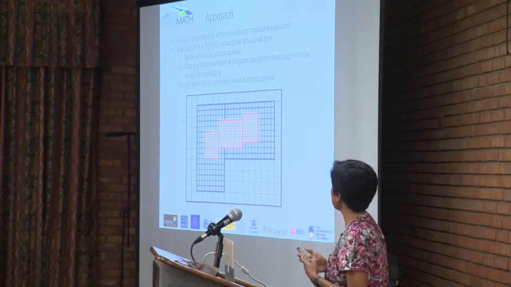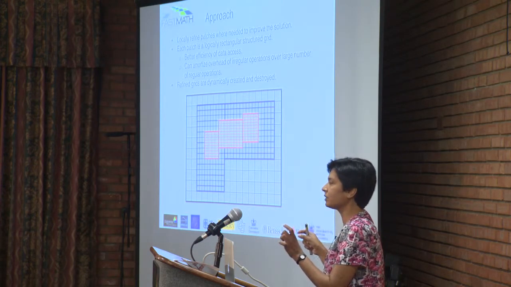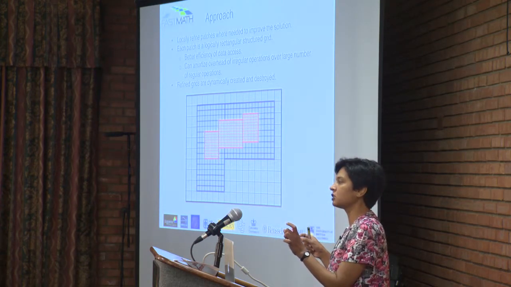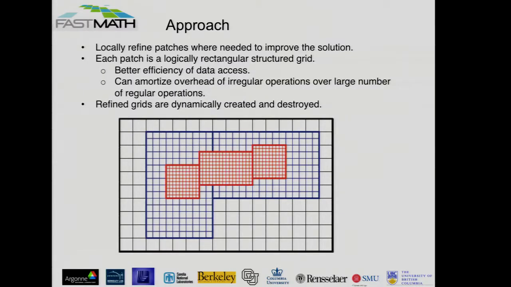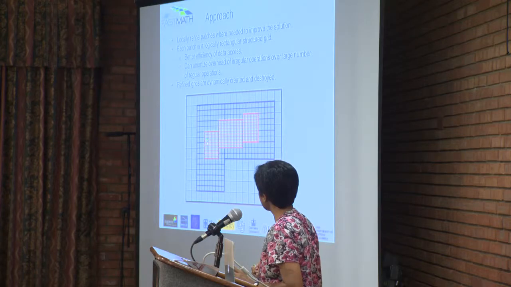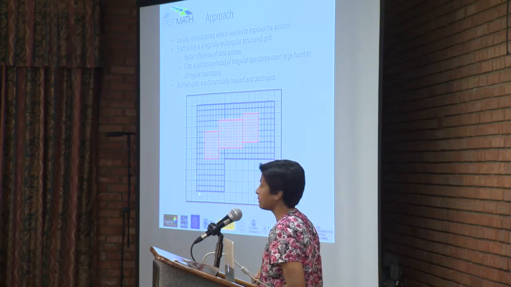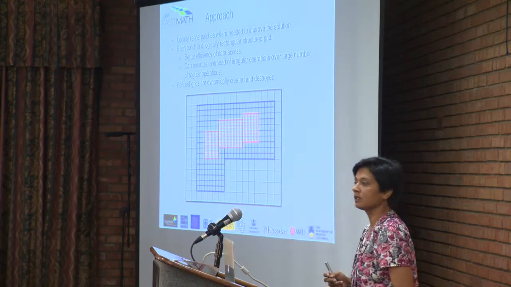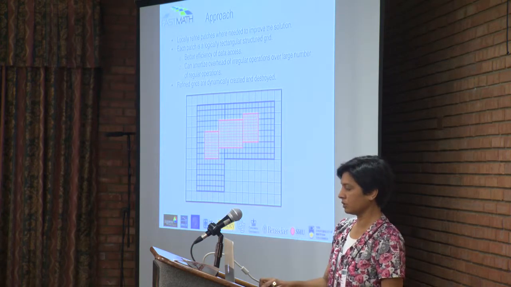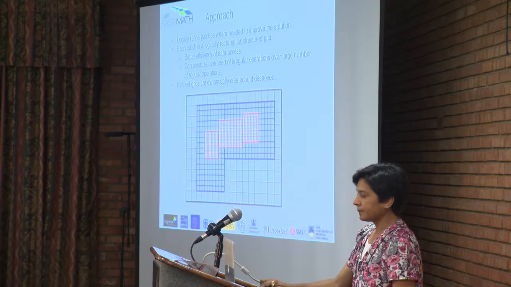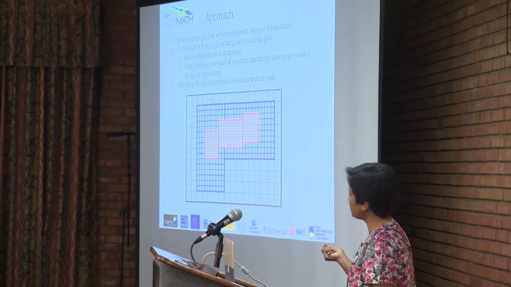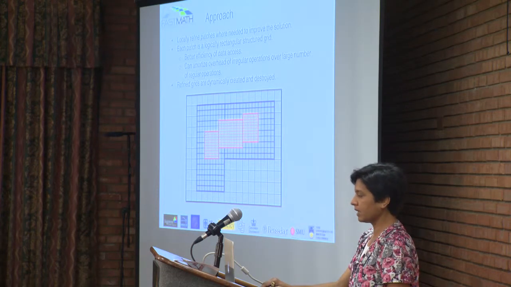Now, there are certain rules that are followed, in that a patch in the fine level needs to be completely embedded within the coarse level, and there needs to be some gap between the boundaries. You cannot have this boundary aligned with this boundary, because that gets numerically very difficult to resolve. So some of these constraints remain. And then these grids can be dynamically created and destroyed.